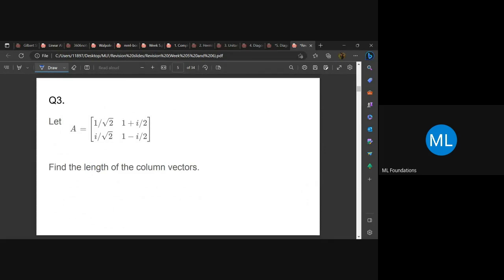So you have this matrix A. Now you have to find the length of the column vector. Just be careful, this is in the bracket, okay? Find the length of the column vector. If let's say this is C1, this is C2, then find what is the length of this vector, what is the length of this vector.